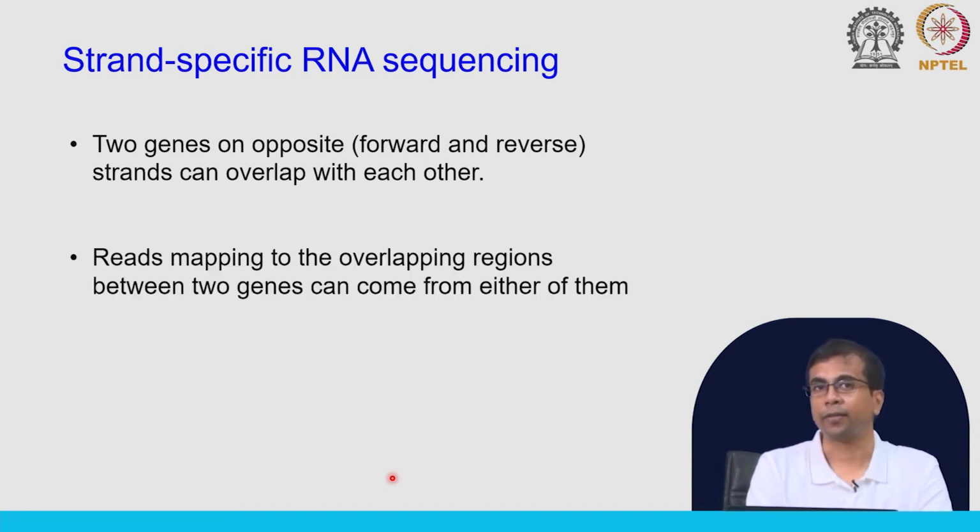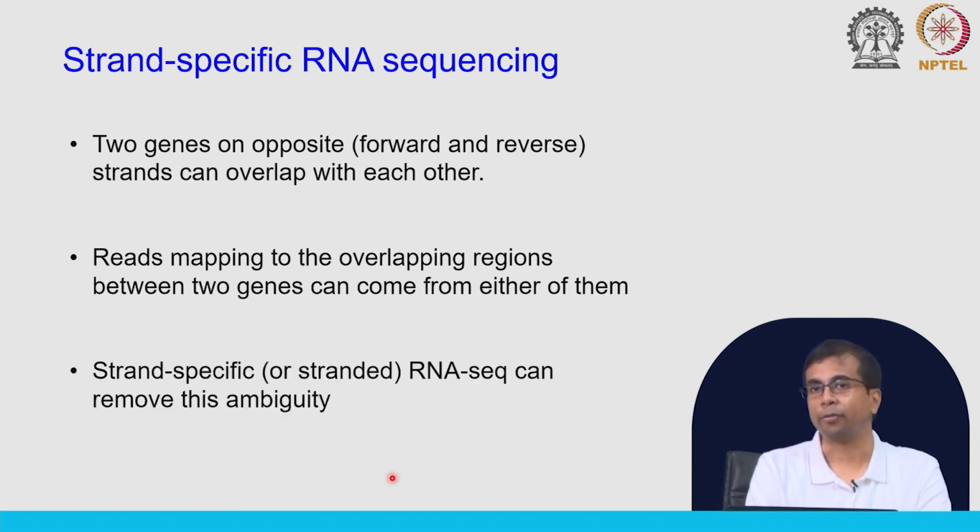So, if you have reads mapping to the overlapping regions between two genes, the read can come from either of them, and we cannot determine this with normal RNA sequencing. This is where you can do strand specific or stranded RNA sequencing, and it can remove this ambiguity, and it can measure the expression levels of these genes much more accurately, because you can now resolve these reads much better. So, how does this work? How do you do this strand specific RNA sequencing?